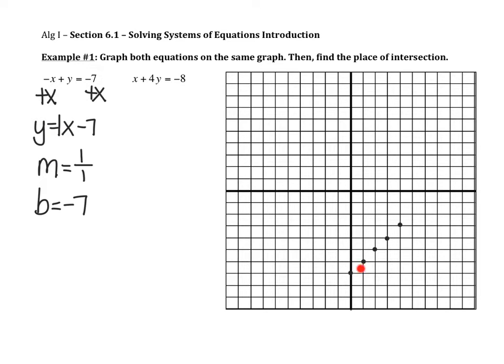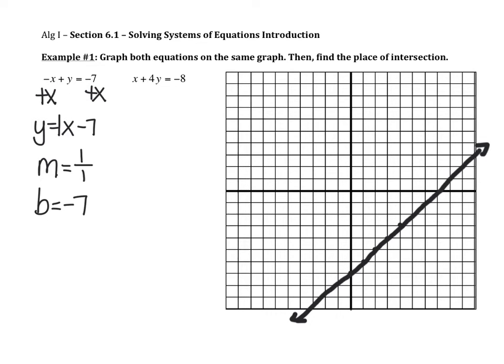Now that I've found some points on the line, I'm going to draw a nice straight line. My tip to you is to use a straight edge, maybe the corner of a notebook or something, when you're doing it on your own graph paper, so that you get a nice straight line, because we do want to find the place where they intersect. If we're not drawing nice straight lines, you're not going to be able to find precisely where the two lines are intersecting. And there we have a nice straight long line of the equation negative x plus y equals negative 7.